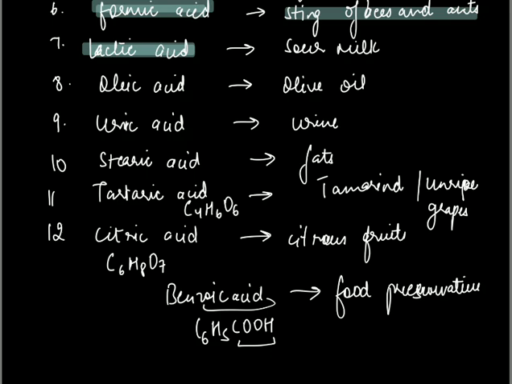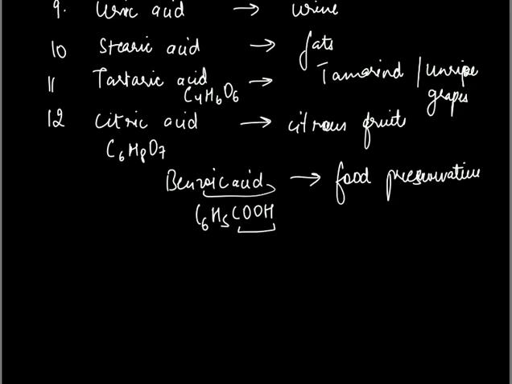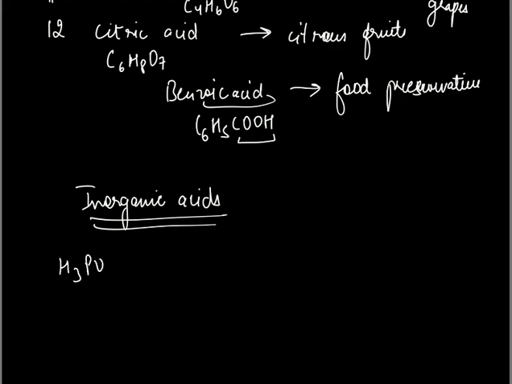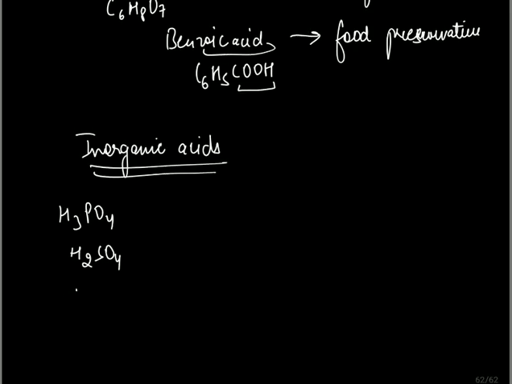We can discuss some inorganic acid uses also, then quickly move to the next classification. Inorganic acids: phosphoric acid is very much used in anti-rust paints and fertilizers. Sulfuric acid is used in your car batteries. We can even manufacture detergents and fertilizers from sulfuric acid. Nitric acid is used in explosives. Most of the nitrogen compounds are used in explosives, right? Trinitrotoluene, TNT. Then fertilizers also.